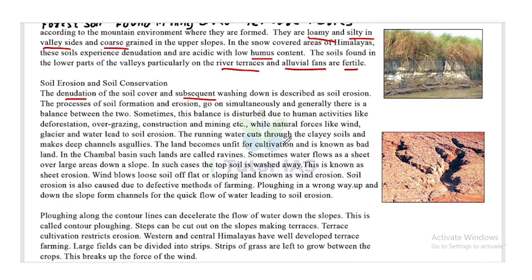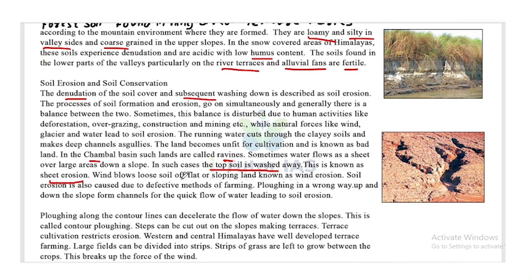The running water cuts through the clay soils and makes deep channels as gullies. The land becomes unfit for cultivation and is known as bad land. In the Chambal basin, such lands are called ravines. Sometimes water flows as a sheet over large areas down a slope. In such cases, the topsoil is washed away. This is known as sheet erosion. Okay, so in some cases the topsoil is washed away, and this is known as sheet erosion.